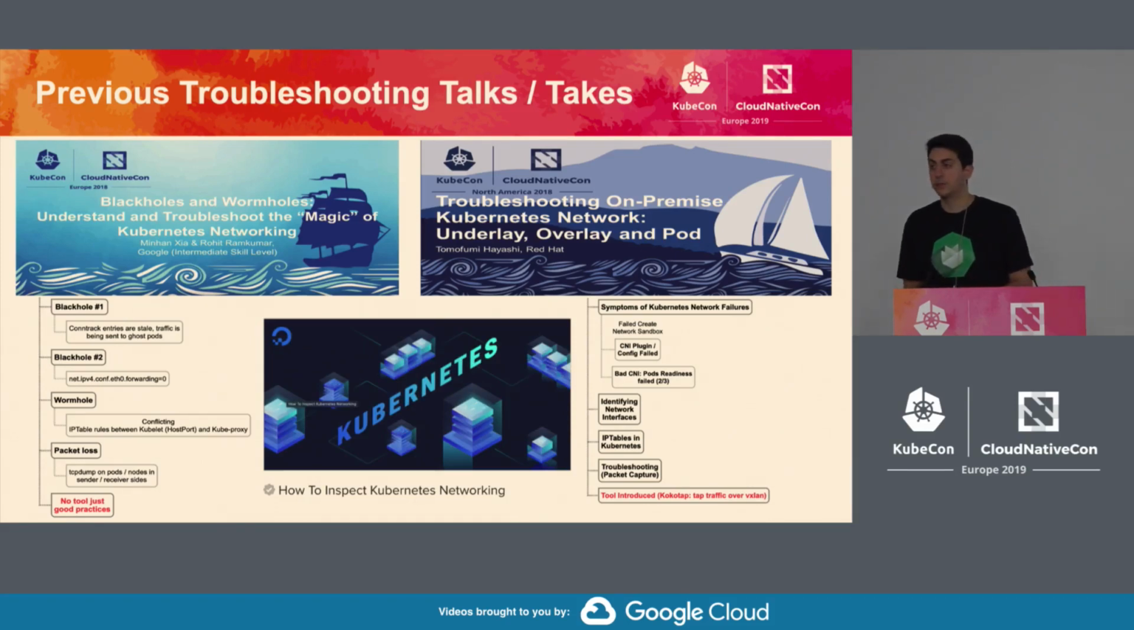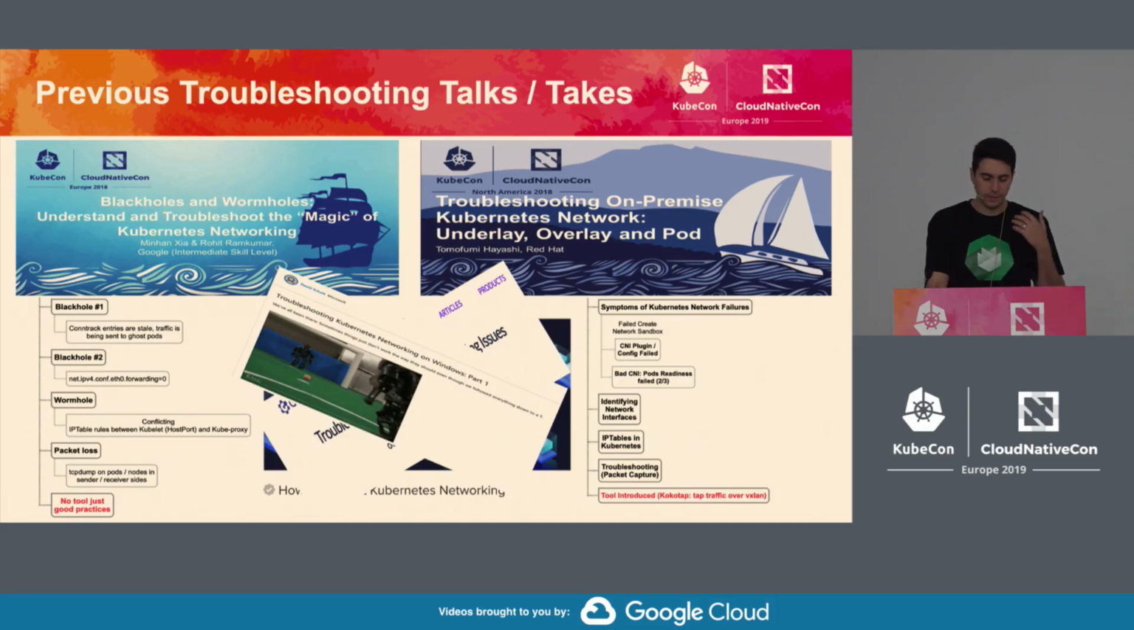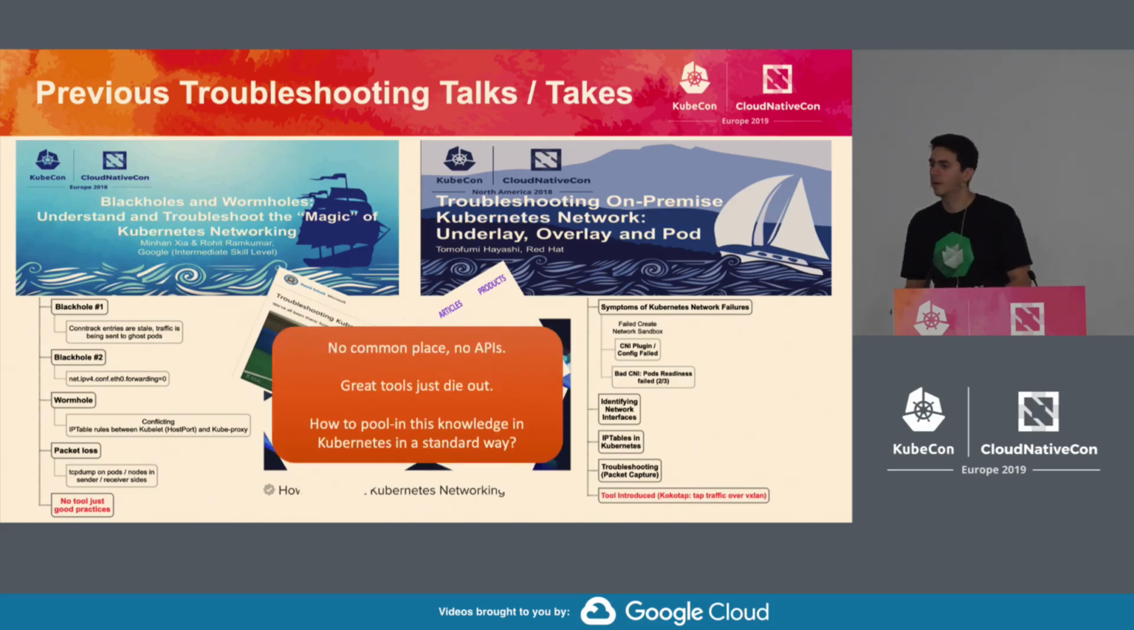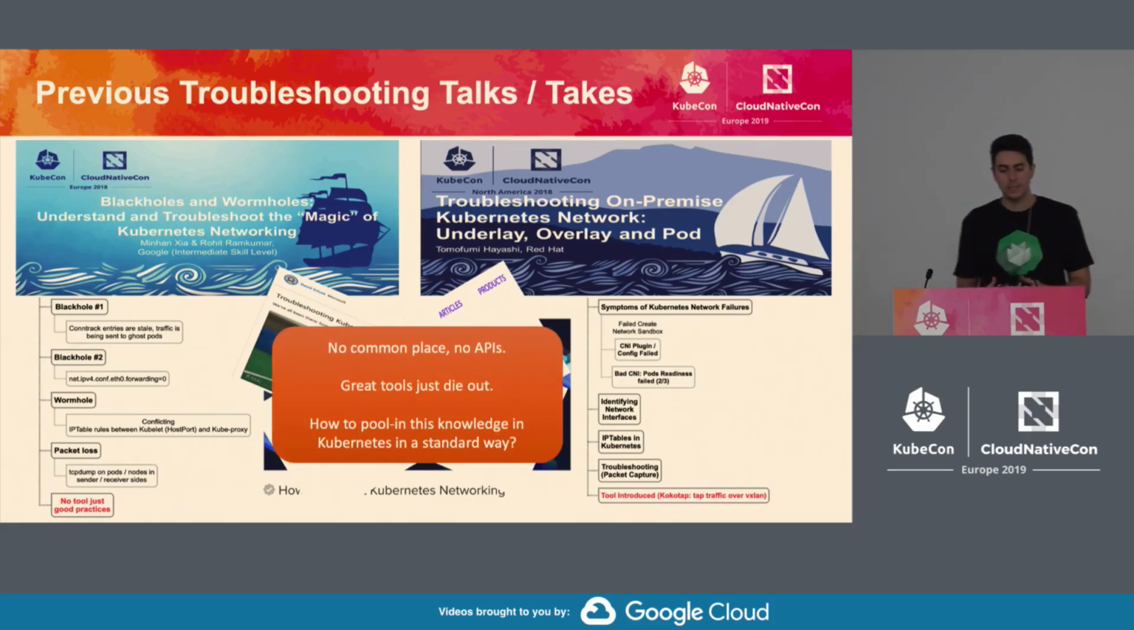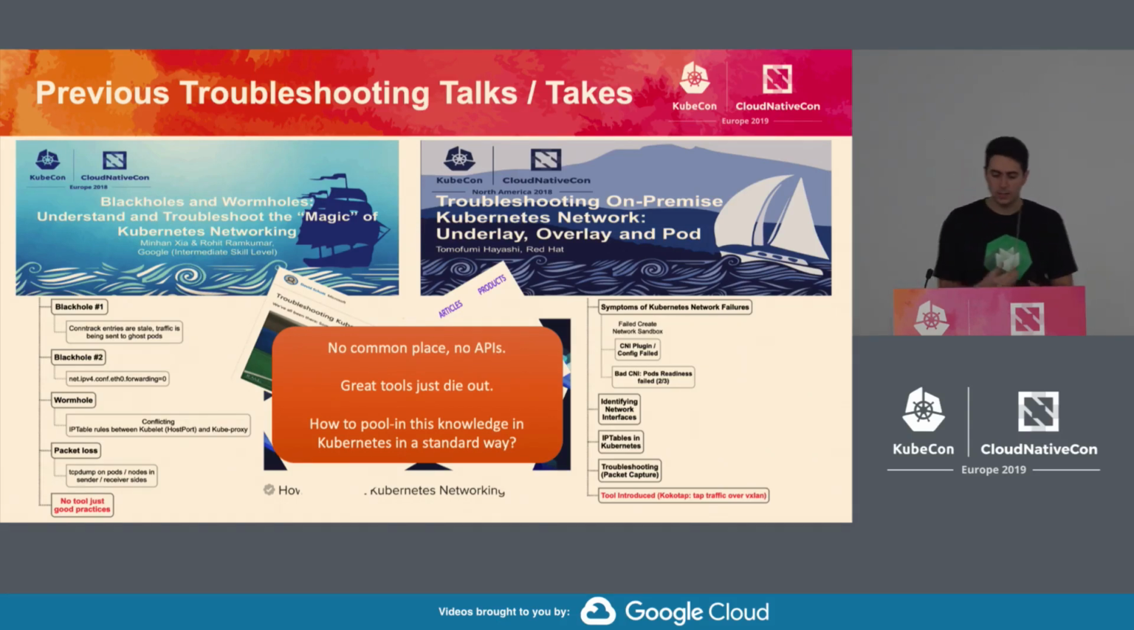And it's not just these 2 talks. There are a lot of other blog posts and talks about troubleshooting Kubernetes networking. But what's the problem? The problem is that there is no common place, there are no common APIs, so the great tools that are being implemented for troubleshooting networking just die out. So the question is how to pull in this knowledge into Kubernetes in a standard way.